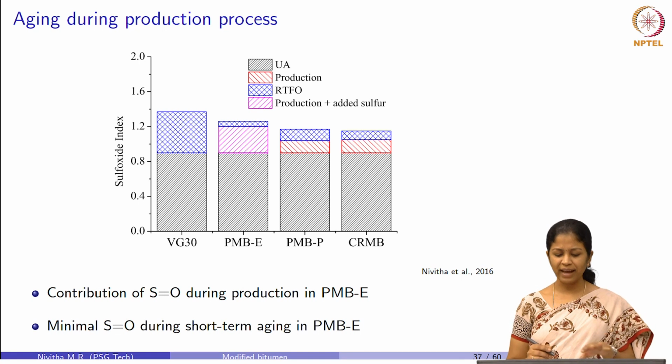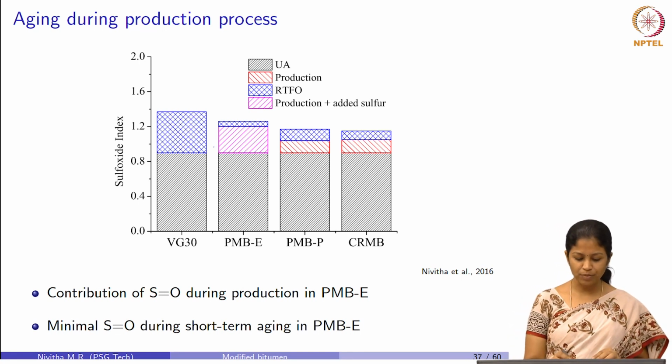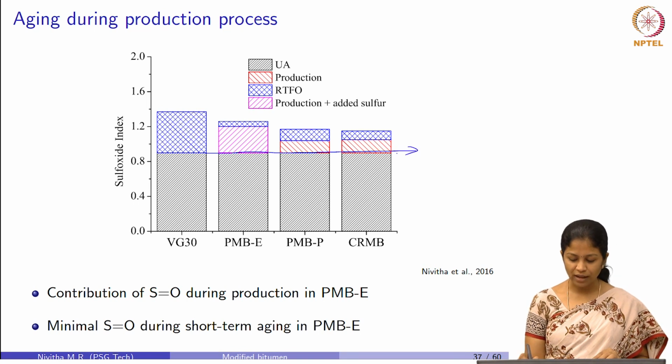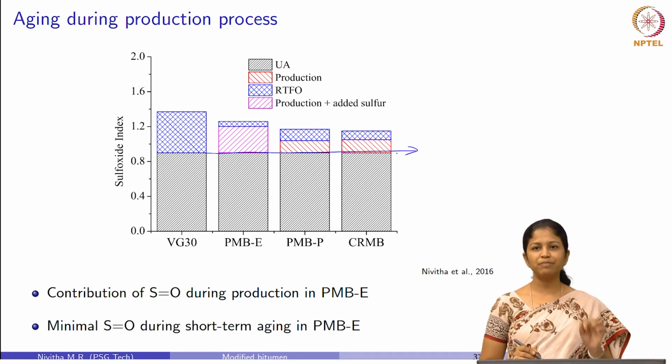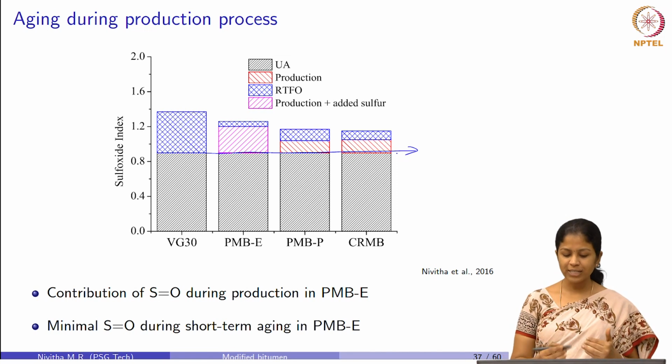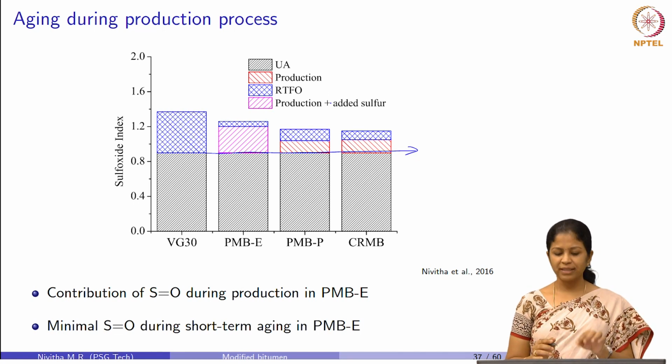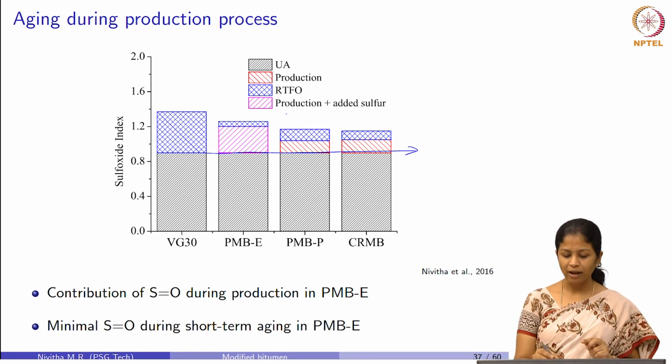So, again here we have the same legend. For the base bitumen, we can compare what is the sulfoxide index, and from this base bitumen we can see what is the increase in sulfoxide compounds during the production process and during short term aging. But there is another case which is given here, production process with added sulfur in the case of PMBE.